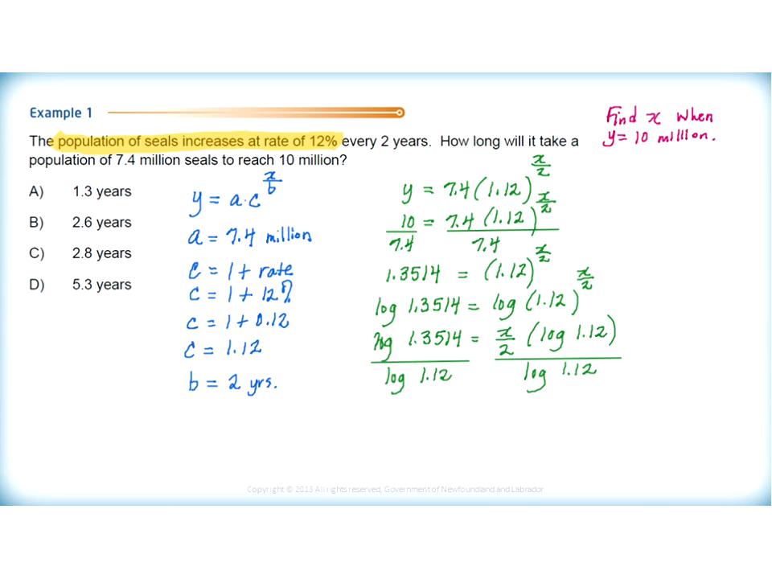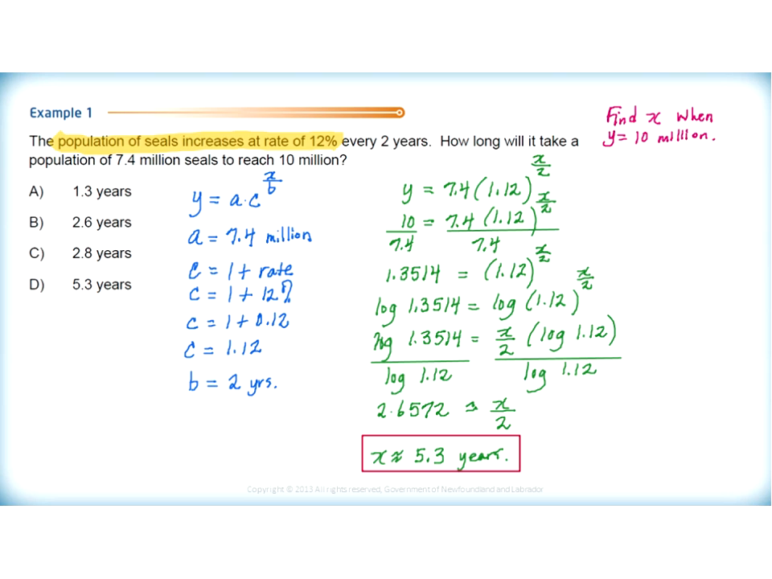And the left-hand side then simplifies to equal 2.6572 is approximately equal to x over 2. Cross-multiplying, we get the value of x to approximately equal 5.3 years. So this solution means that it will take approximately 5.53 years for the population of 7.4 million seals to reach 10 million seals.